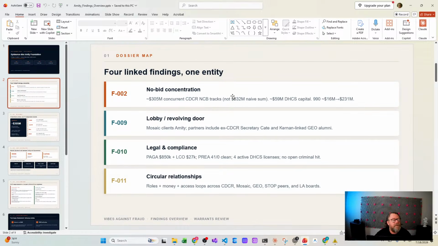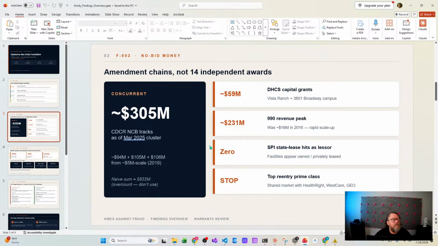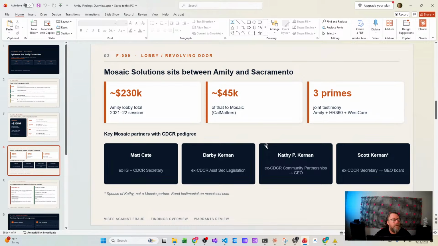Four linked findings: no bid concentration, lobby revolving door, legal and compliance, circular relationships. I wonder what this 1990 revenue is. Mosaic Solutions sits between Amity and Sacramento. We should understand more about them. Let's have Grok.